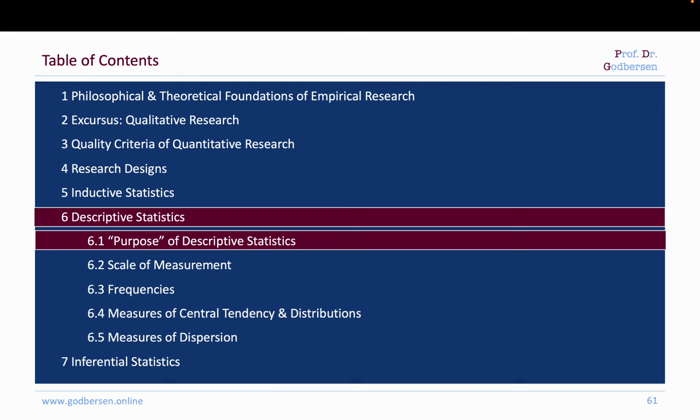It is my pleasure to welcome you to the sixth part of the crash course Foundations of Quantitative Research. This lecture is about descriptive statistics. I would like to explain the purpose of descriptive statistics in academic research papers, the scale of measurement, and then we're going into the descriptive statistics, the frequencies, the measures of central tendency in distributions, and then the measures of dispersion. First, the purpose of descriptive statistics.